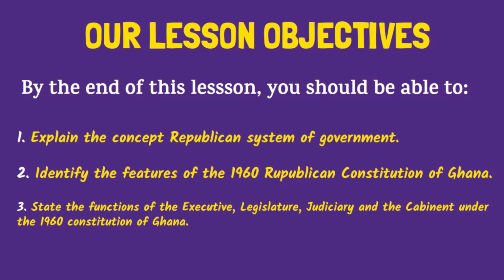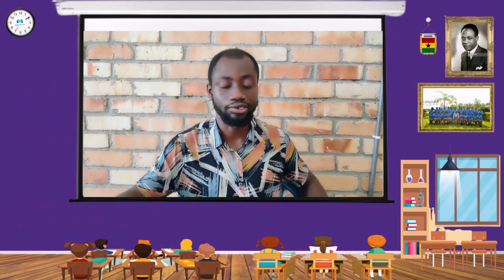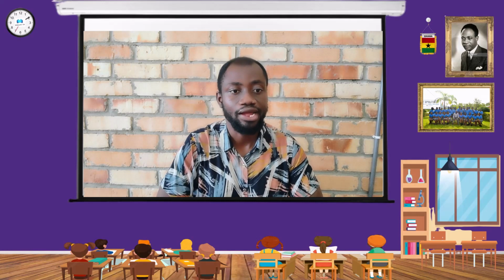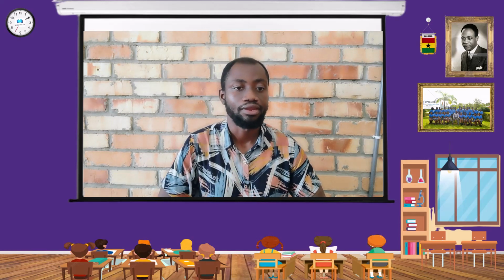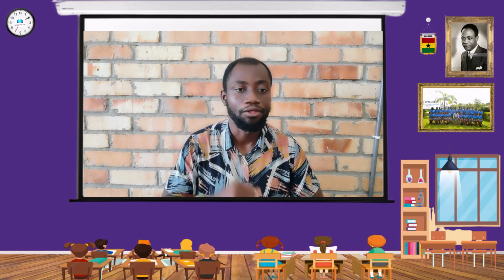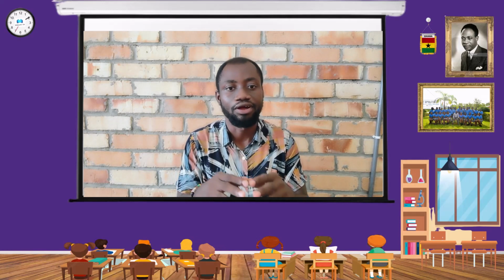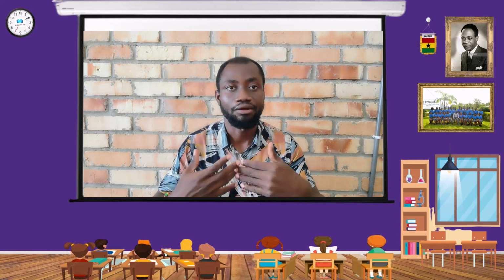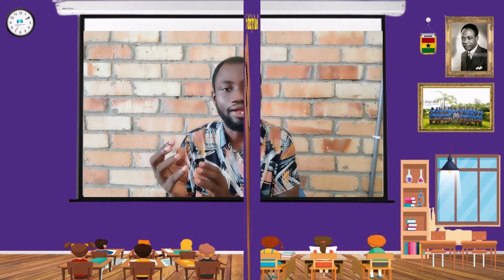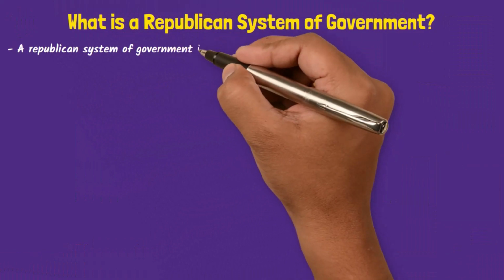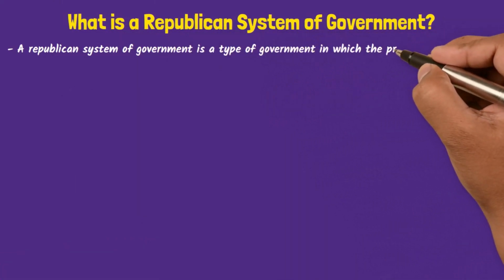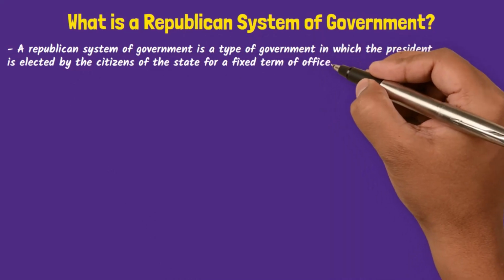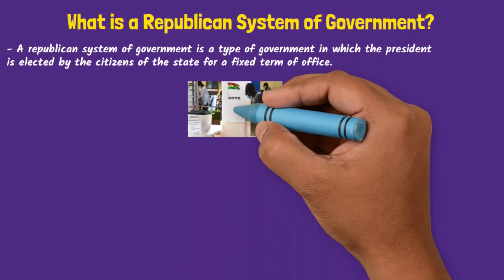The 1960 Constitution was the first Republican Constitution of Ghana, and Ghana became a republic on the 1st of July in 1960 after a successful referendum in April 1960. The 1960 Constitution of Ghana introduced a republican system of government, which was modeled on that of the British parliamentary and the American presidential system of government. The republican system of government is a practice in which the head of state is elected by the people for a fixed term of office, and that is what we mean by a republican system of government. So the head of state or the president is elected for a fixed term of office.